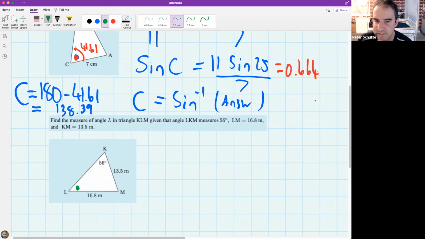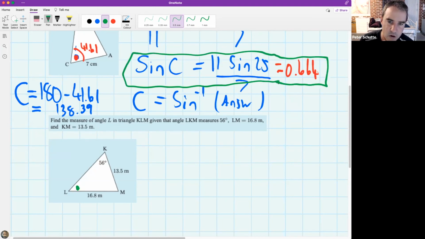So Kaylin and Kevin, I see you were doing exactly the same thing as Amukalani. You're right, you get 0.664 for this bit, but remember, the final step is you now need to go shift sine 0.664, and that will give you your answer that was on the screen. So shift sine 0.664, and that's when you're going to get your 41.6.